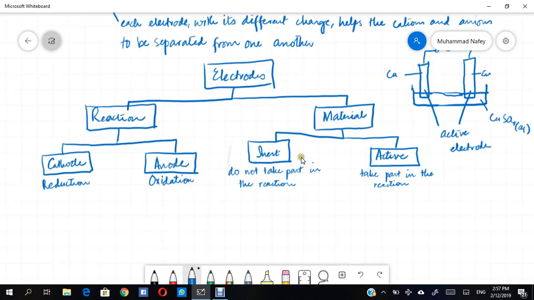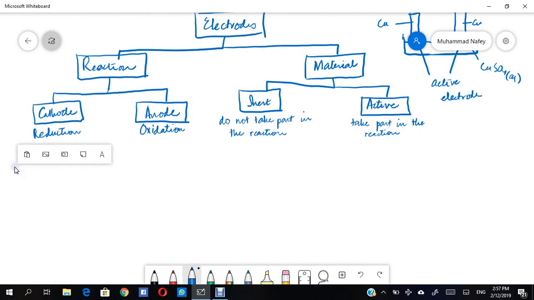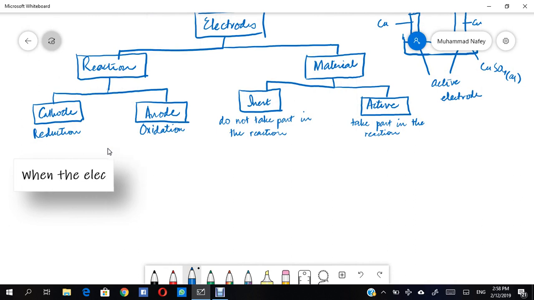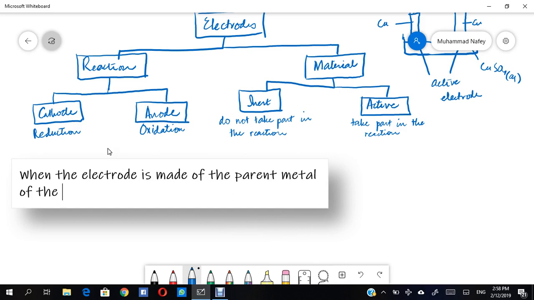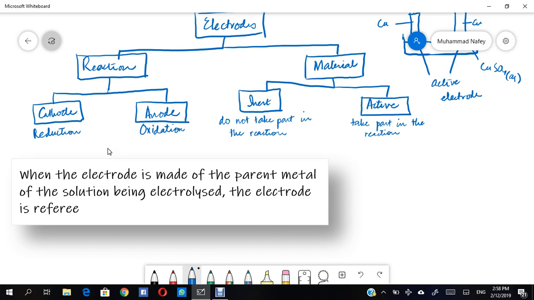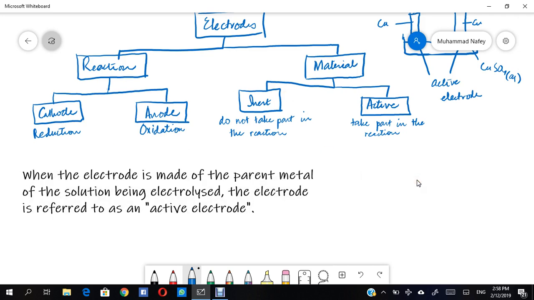So let's write something about active electrodes. When the electrode is made of the parent metal of the solution being electrolyzed, the electrode is referred to as an active electrode. Let's understand what I've just written.